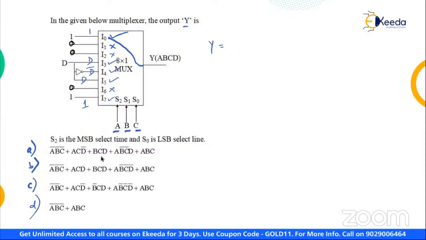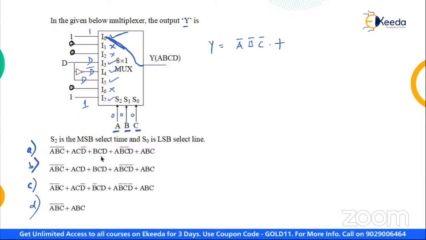So guys, when ABC is 0, 0, 0, you understand I0 gets selected. So I'll write A bar, B bar, C bar. It indicates that ABC is 0, 0, 0 and it gets connected to I0. But what is the value of I0, guys? The value of I0 is 1. So we need not even specify that. Plus, I'll go next, guys.